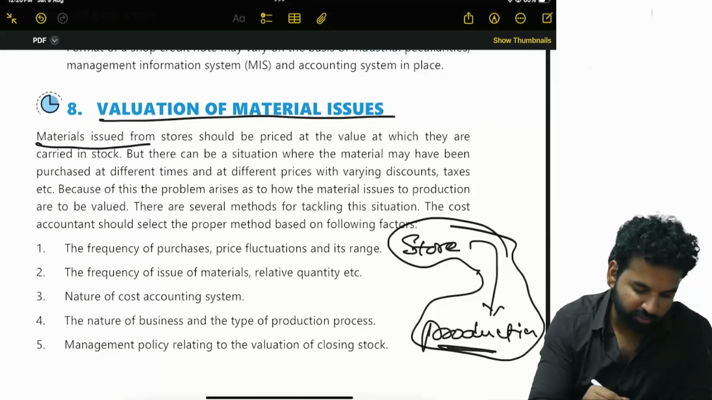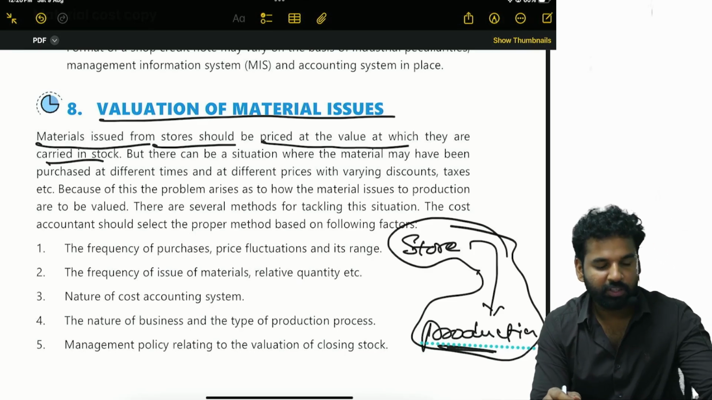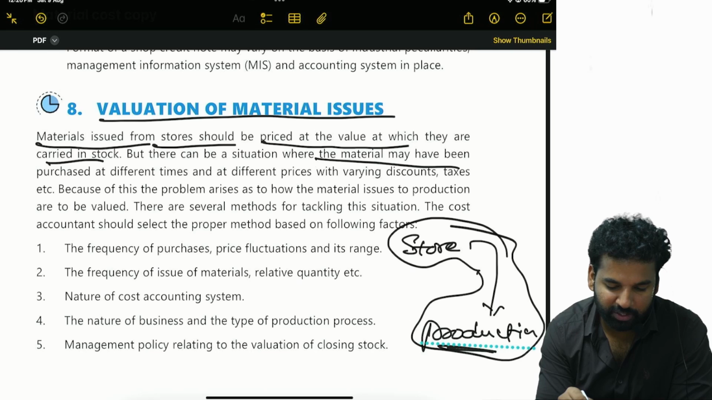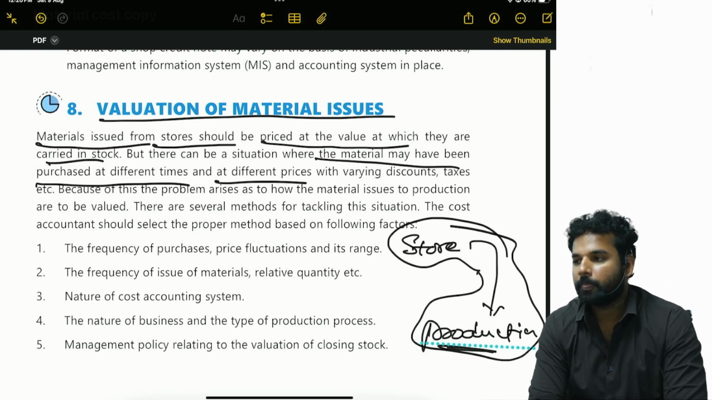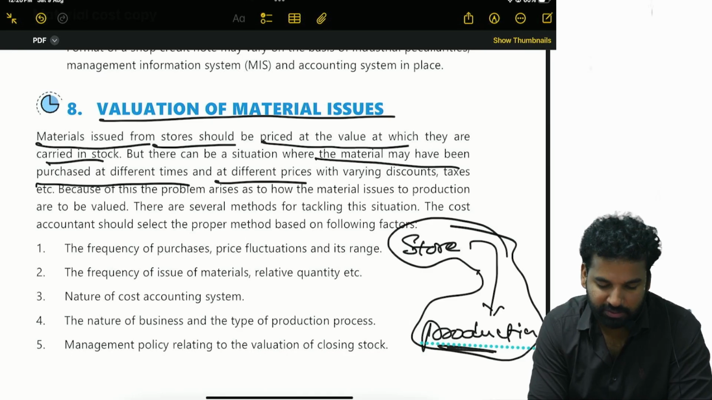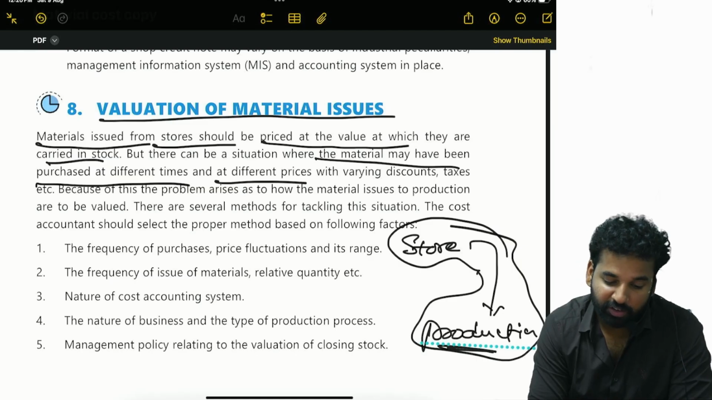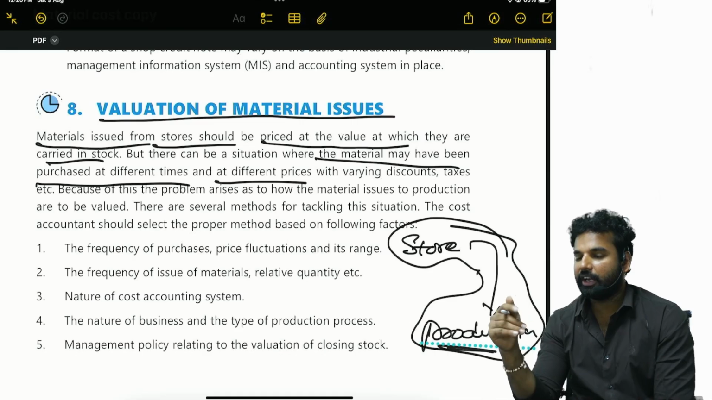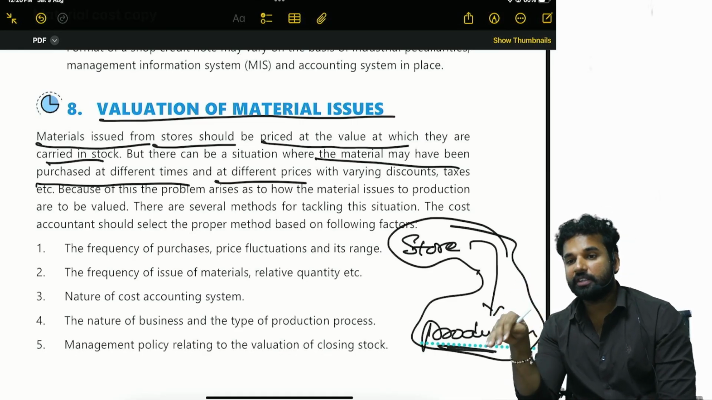Valuation of material issues. Materials issued from stores should be priced at the value at which they are carried in the stock. But there can be situations where the material may have been purchased at different times and at different prices, with varying discounts. Correct? We have purchased at 5, at 6, at 7 and so on, with varying prices. See, whenever the prices are inflating, I told these points, please: LIFO profit will be lesser.